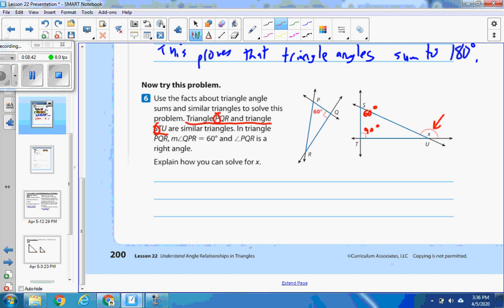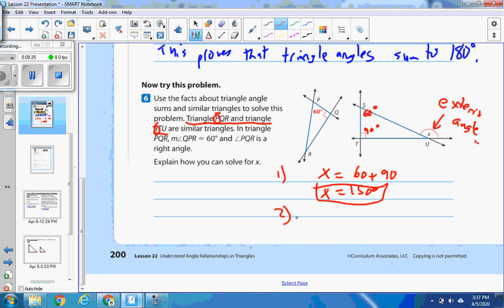So now, explain how we can solve for x. Really, I could think of more than one way to do it. You could use what we learned last time, that the exterior angle, this is an exterior angle, is equal to the sum of the other two interior angles, the ones that are not adjacent to it. So that means that x should be equal to 60 plus 90, which is 150 degrees. So x is 150 degrees. That's one way to do it.